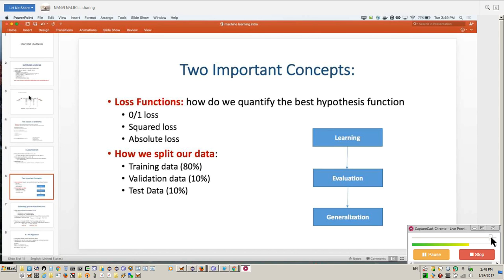Yeah, I just had a couple of questions. Did I hear you say that the loss function is also sometimes referred to as RMSE, that kind of thing? Because that term I've heard before, loss function, I haven't heard before. RMSE is a loss function. Loss function, yeah.